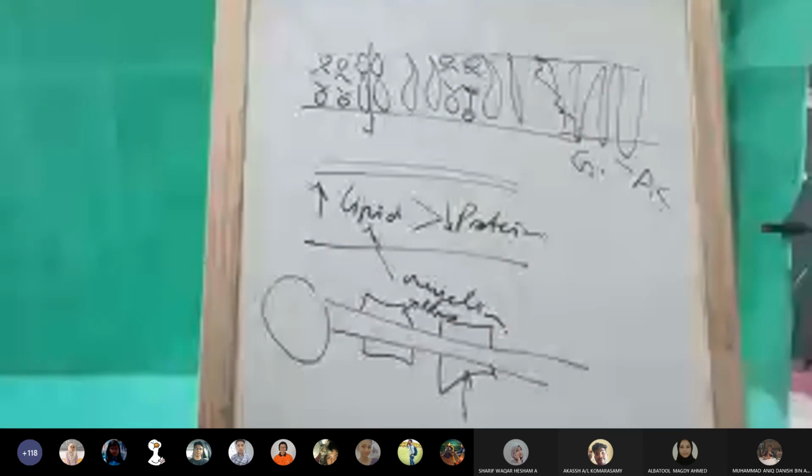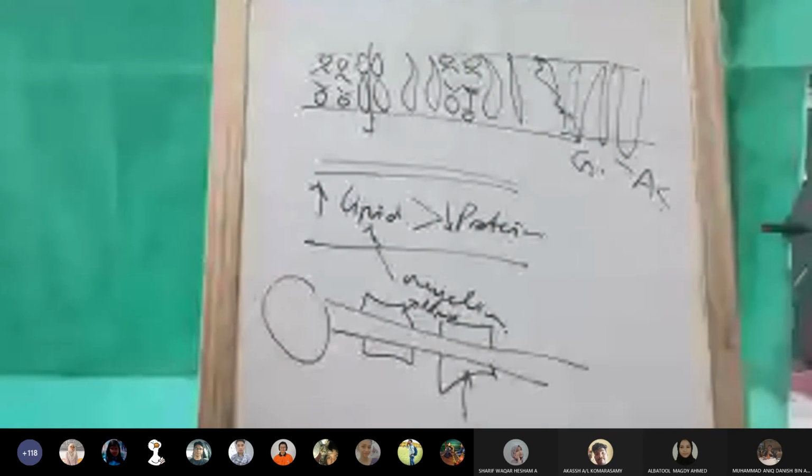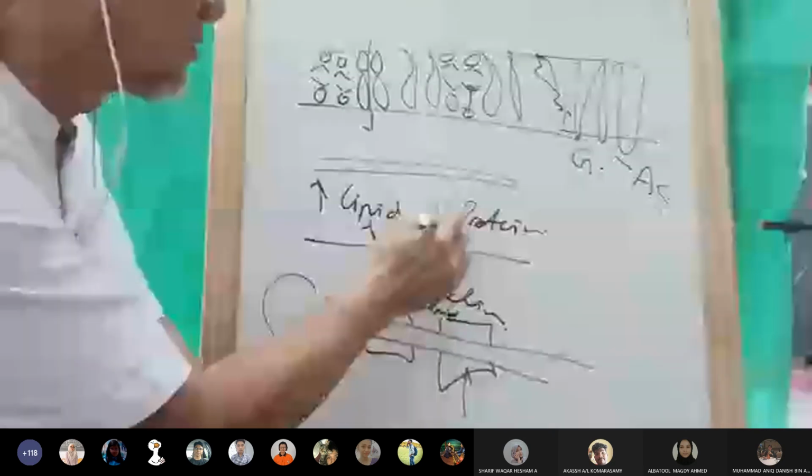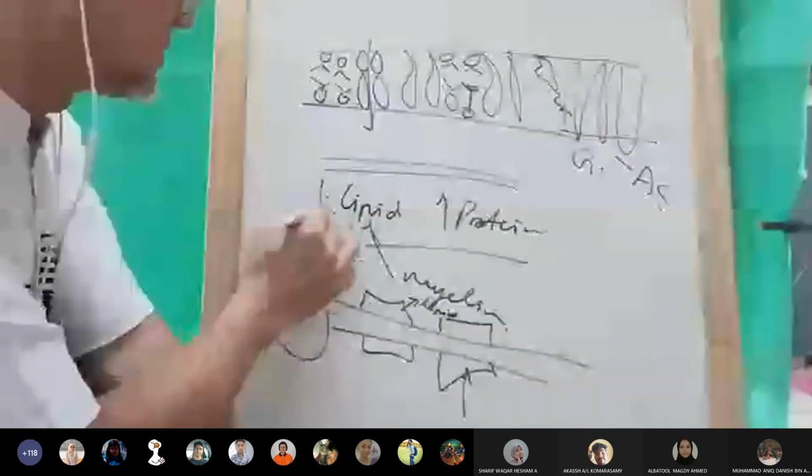Then you can go further from there and look at some of the other membranes. If you look at mitochondria, it basically has more protein content. So if you analyze the membrane of a mitochondrion, it's the other way around. You have more protein compared to lipids.